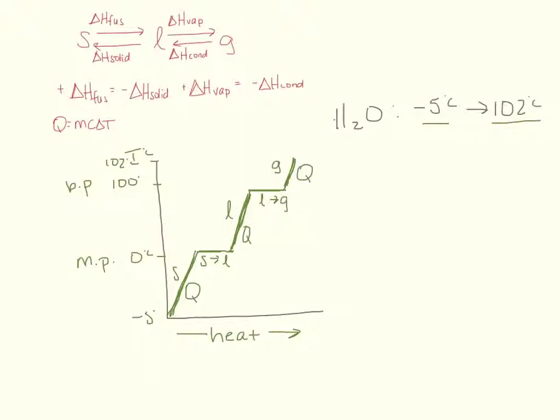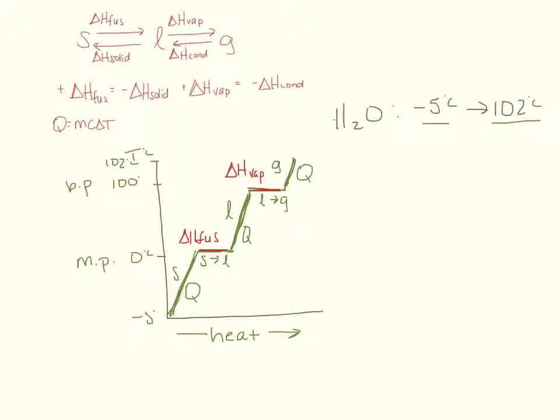At my phase changes, kind of color code these here maybe. At my phase changes, since I'm going up, I'm going -5 to 102, so I'm adding energy. At my liquid to gas phase, I would use my delta H vap. And at my solid to liquid phase, I would use my delta H fusion.